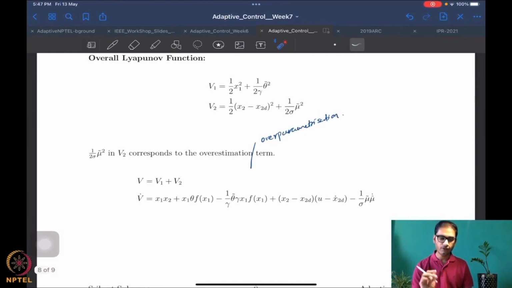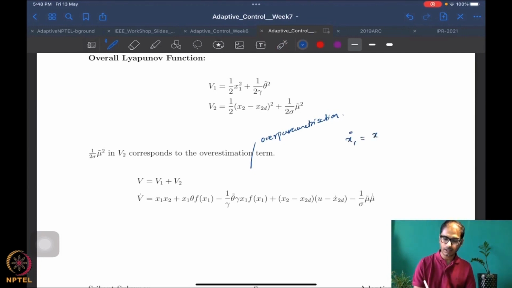So now we carefully do this analysis. Okay, let's carefully do this analysis. Let's look at V as V1 plus V2 and compute the V dot. Now remember, the earlier V1 dot was computed assuming that x2 is in fact equal to x2 desired. Now we can't do that. So I'm going to write what is x1 dot.